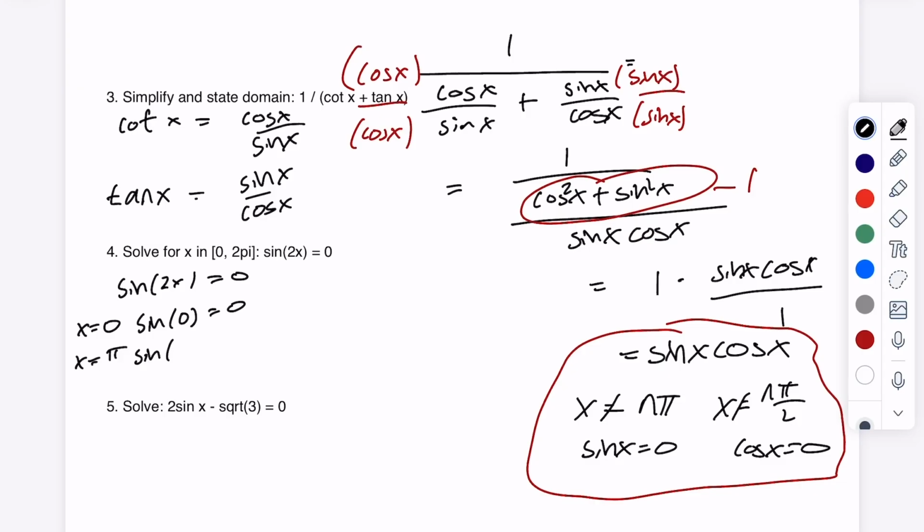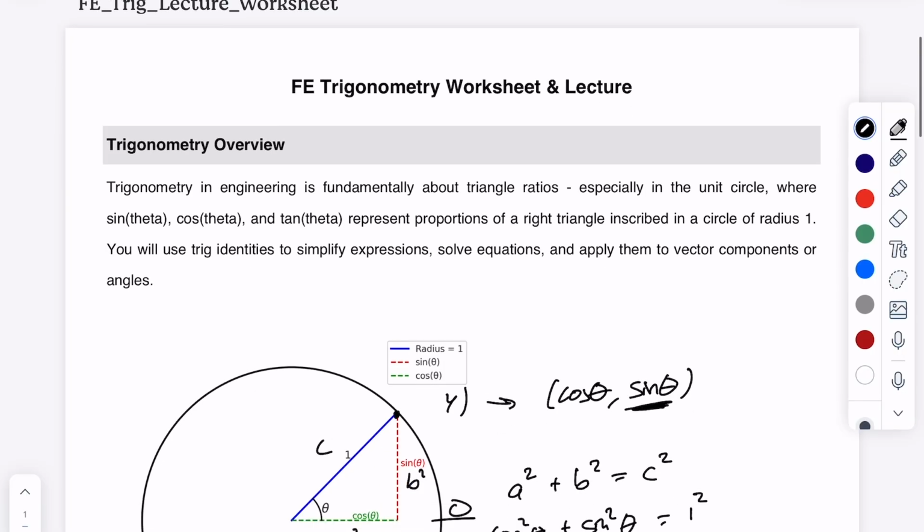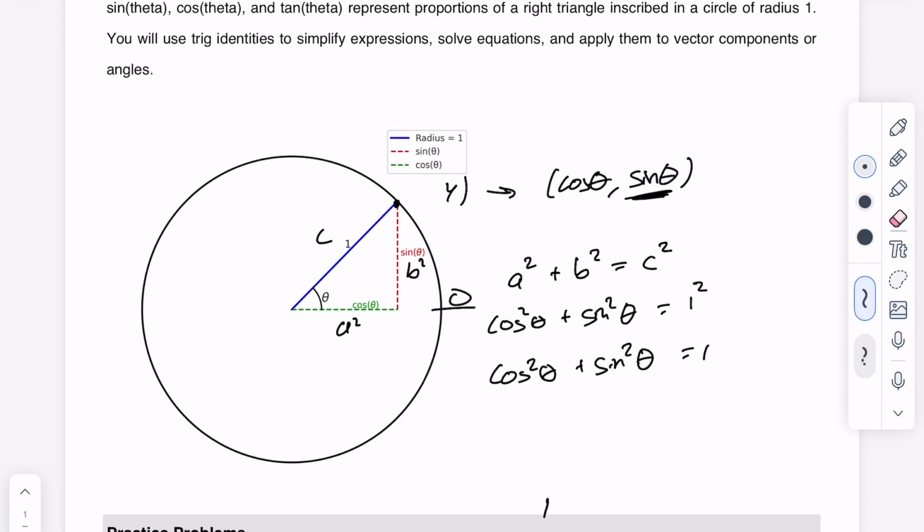If we try pi, we know that sine of 2 pi will also be 0. And the thing is, where is sine going to be 0? It's going to be 0 at 0, it'll be 0 at pi, at 2 pi, and back around. It will only be 0 here and here because it's our y-coordinate.